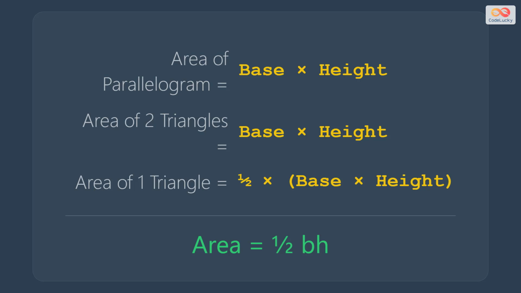Since the area of the whole parallelogram is base times height, and it is made of two identical triangles, then the area of just one triangle must be exactly half of that. That is why the formula is 1/2 base times height.